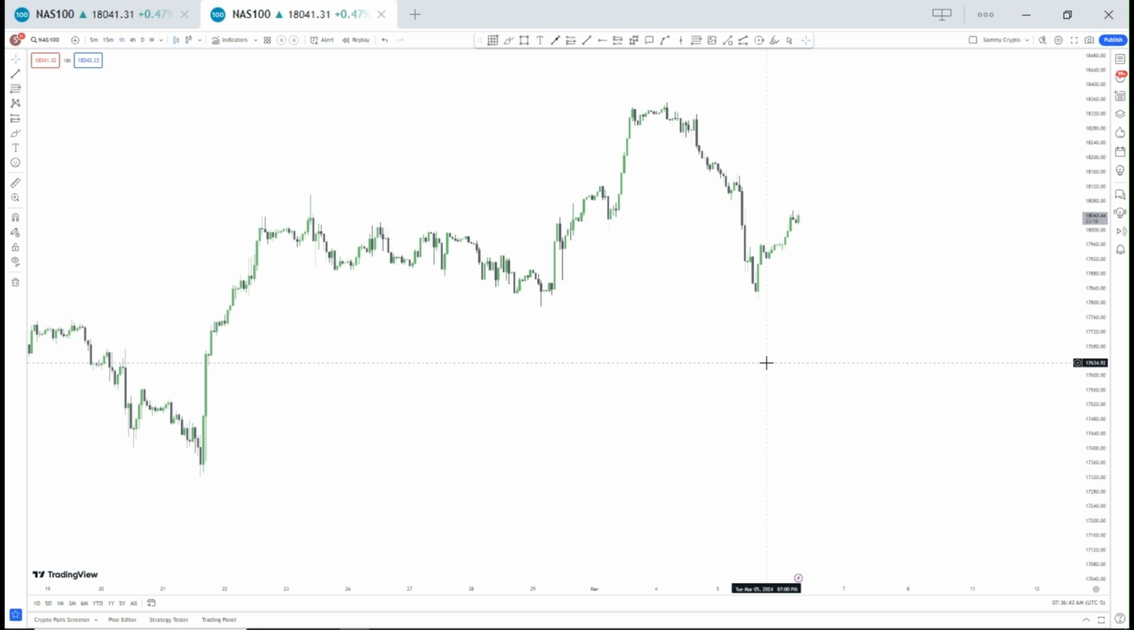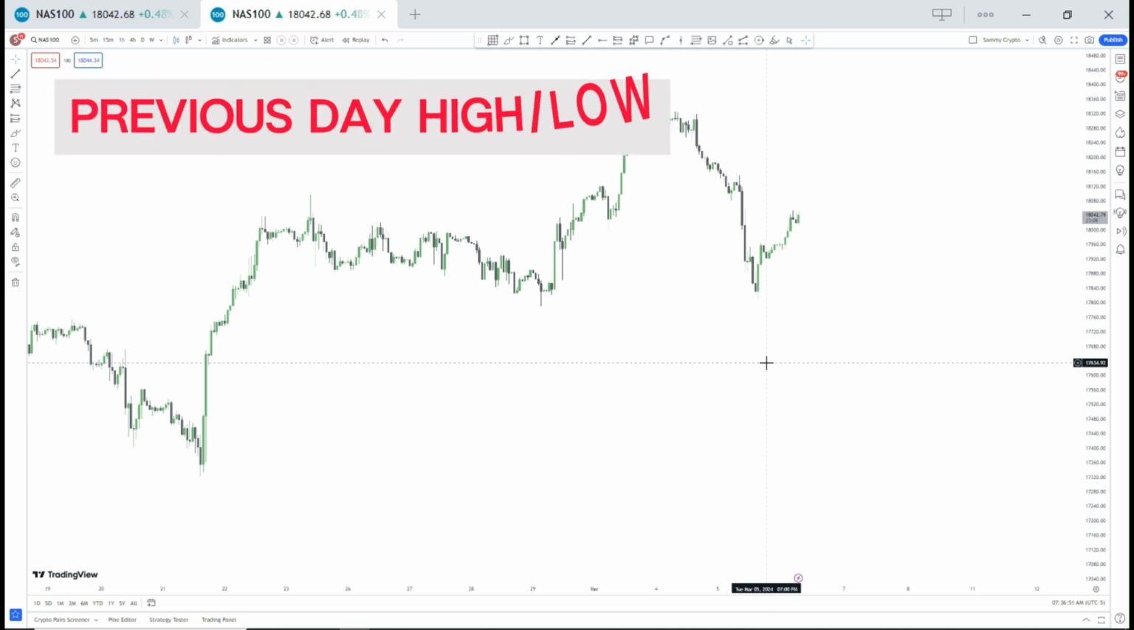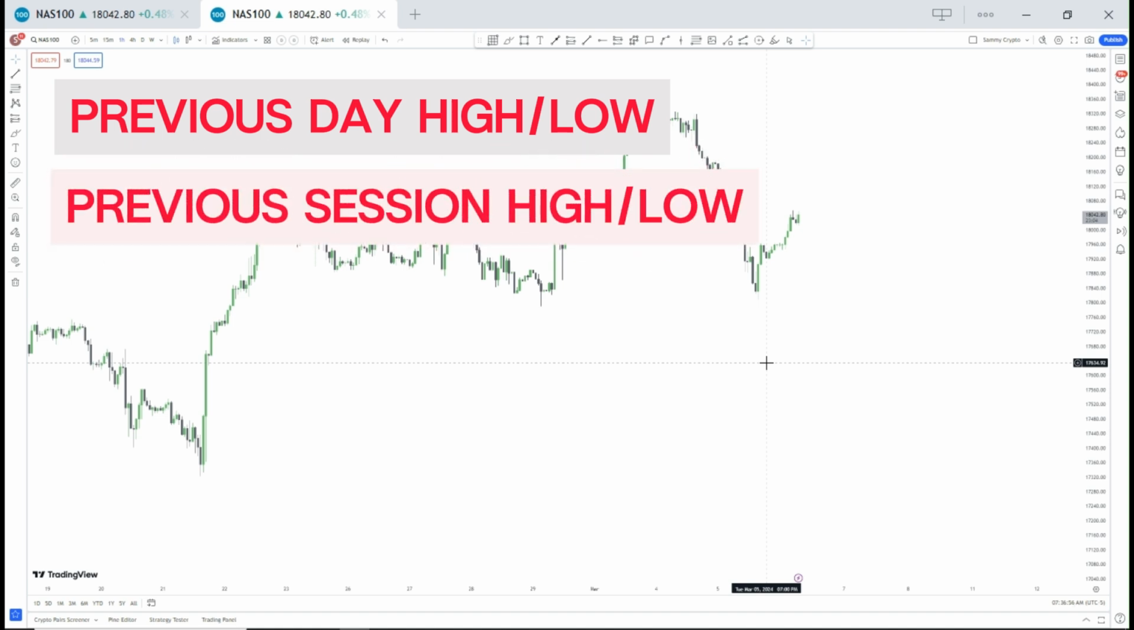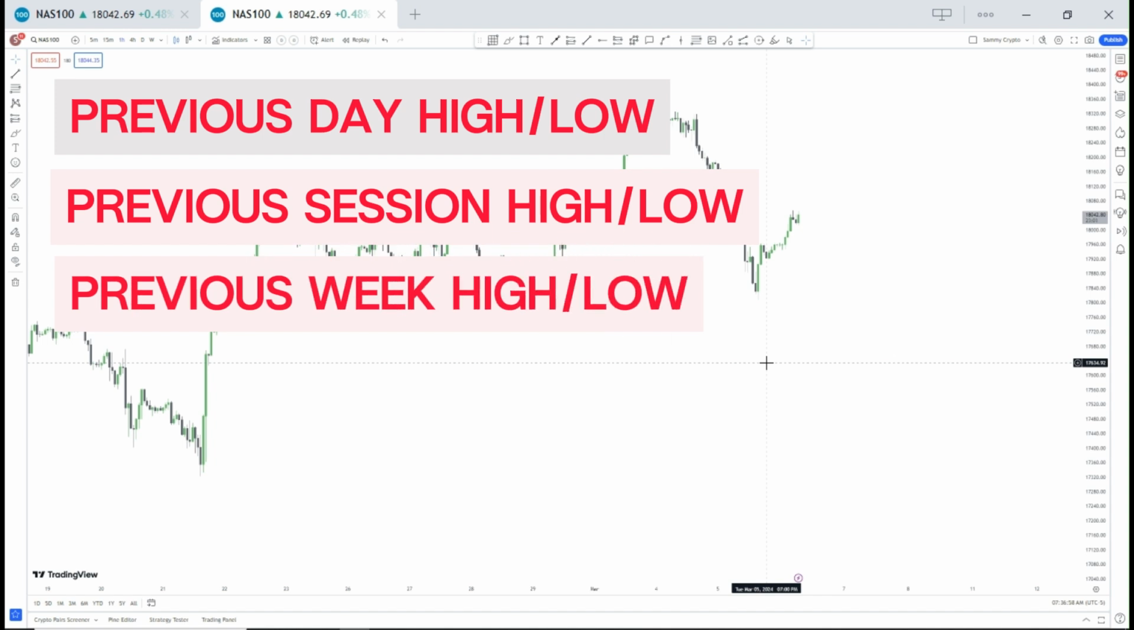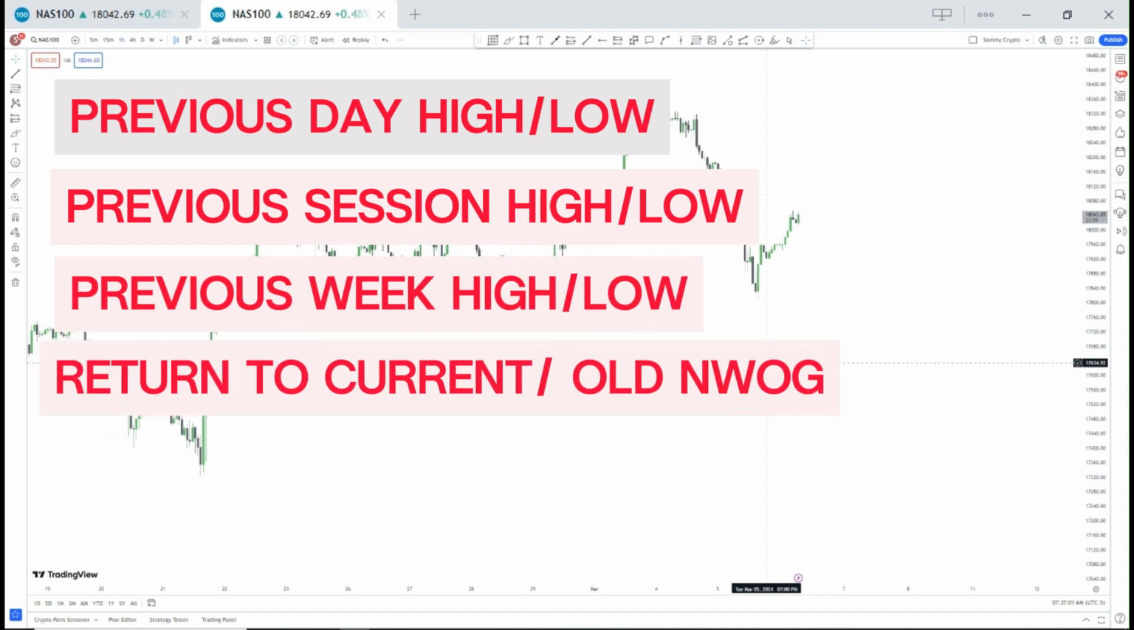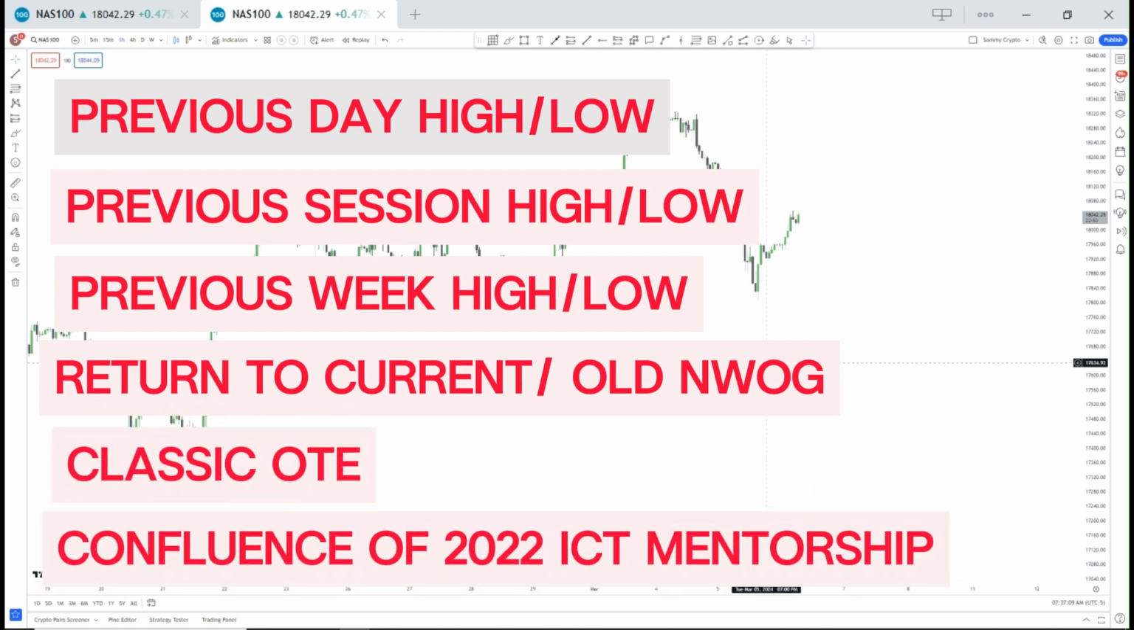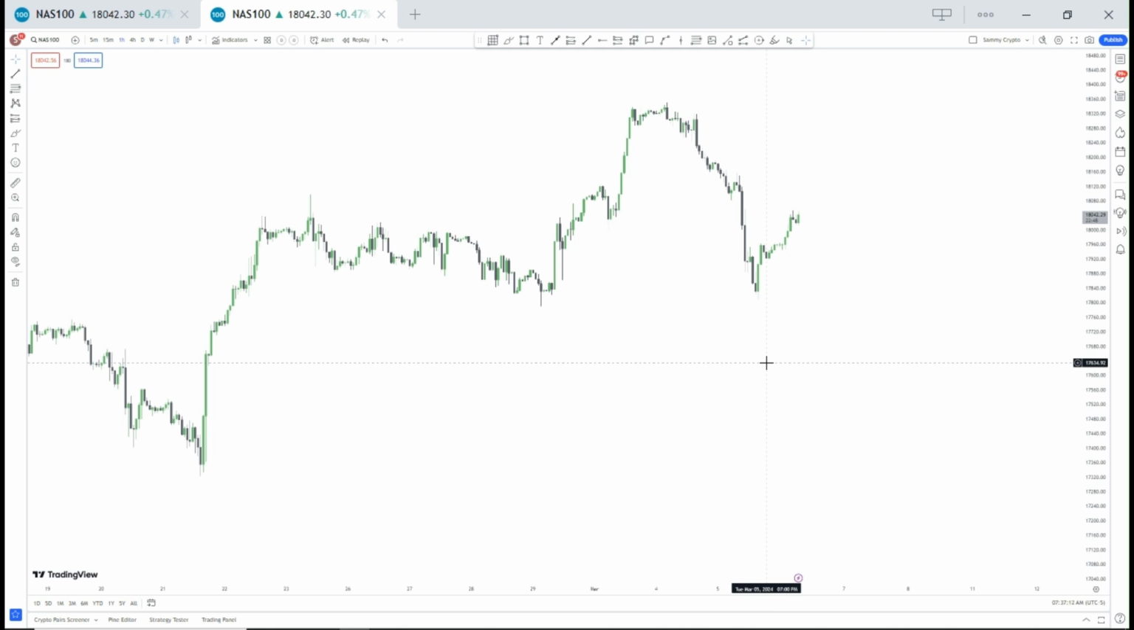If you've watched the video on ICT's channel, you should understand what I'm talking about by ICT Silver Bullet. So the framework for Silver Bullet goes as follows: the previous day highs and lows drawn liquidity, previous session highs and lows, previous week highs and lows, return to current or old new week opening gap, classic optimum trade entry, confluence of 222 ICT mentorship. This thing sounds too good to be true, right? Main emphasis is determining the next most likely draw on liquidity.